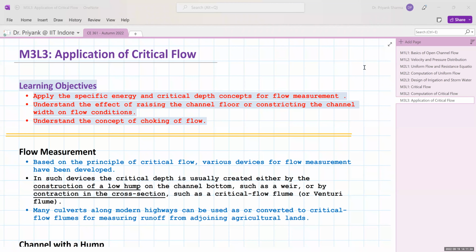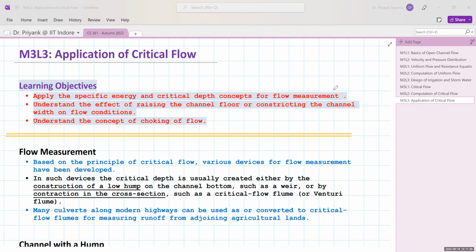Hello friends and welcome to the third lecture in module 3, that is application of critical flow. The learning objectives are that we will be applying the specific energy and critical depth concepts for flow measurement. We'll also understand what are the effects of raising the channel floor or constricting the channel width on flow conditions, and using the combination of both these we'll try to understand the concept of choking of flow.